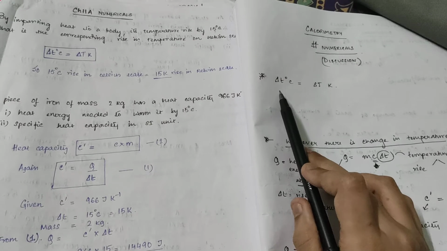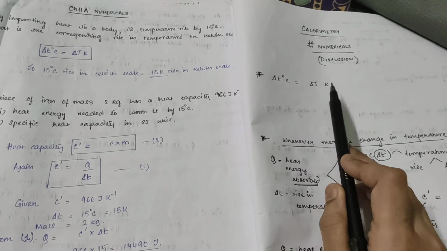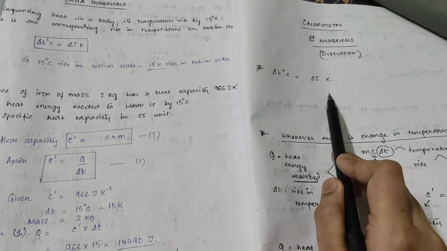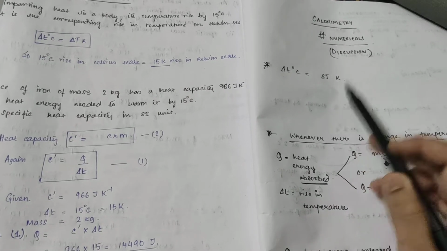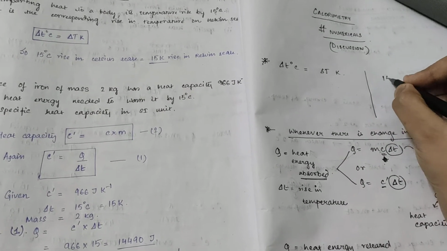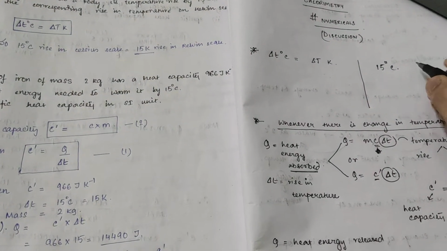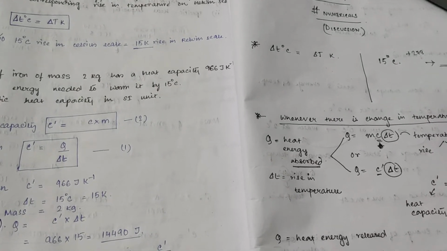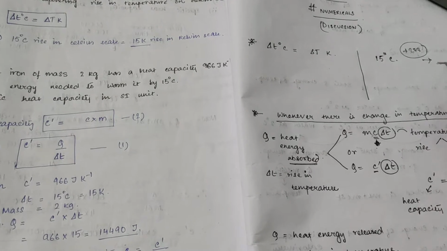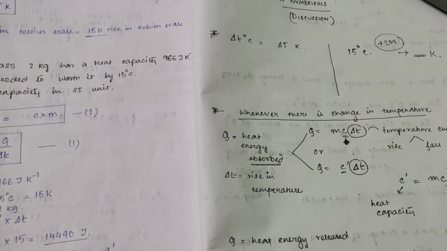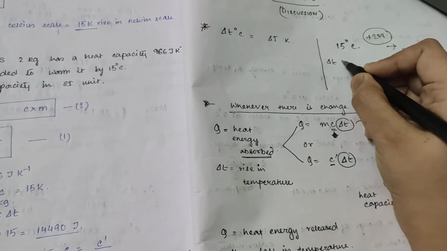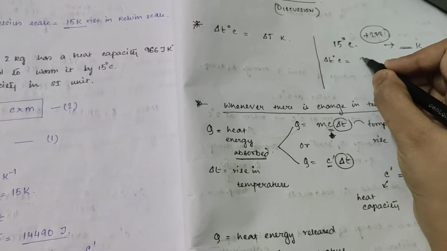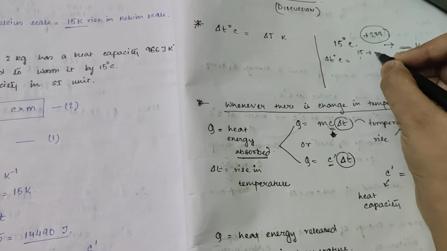See the first one, delta T degree Celsius equal to delta T Kelvin. What does it mean? It means that temperature difference in the Celsius scale is equal to the temperature difference in the Kelvin scale. Suppose it's given to you, say for example, 15 degree Celsius temperature. We know that in Kelvin scale we have to add 273 to get the temperature in Kelvin scale. So 15 plus 273 gives us temperature in Kelvin scale. But what about the temperature difference? Say delta T degree Celsius, that means in Celsius scale, suppose the temperature has changed from 15 to say 20.